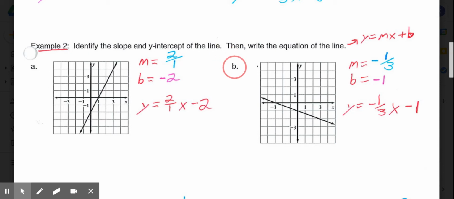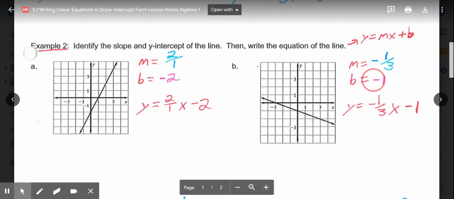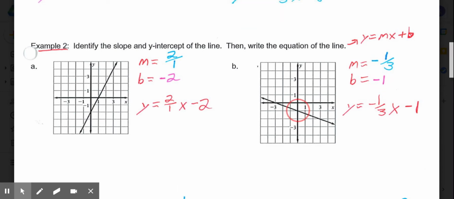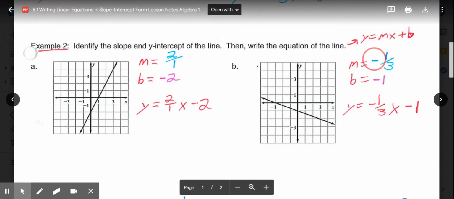In B, find your y-intercept first. So we're crossing the y-axis at -1. So b is a -1. From the y-intercept, we're going to follow the line to our next point. So it would have been down 1 and right 1, 2, 3. So down 1, right 3 gives me a slope of a -1 over 3. It's a negative because we're going down. The up or down's on top, and how far over is on bottom.